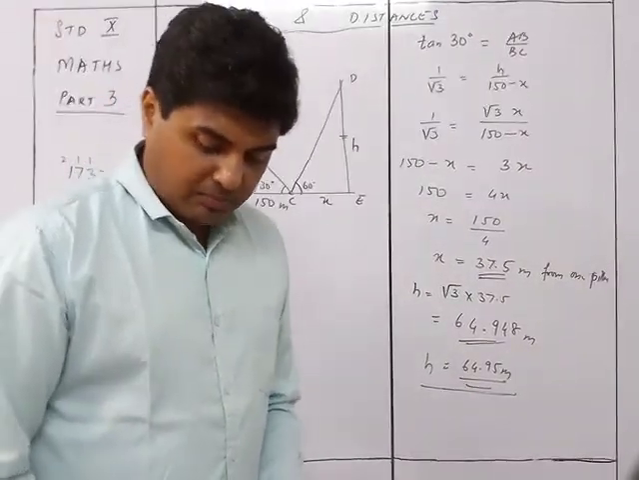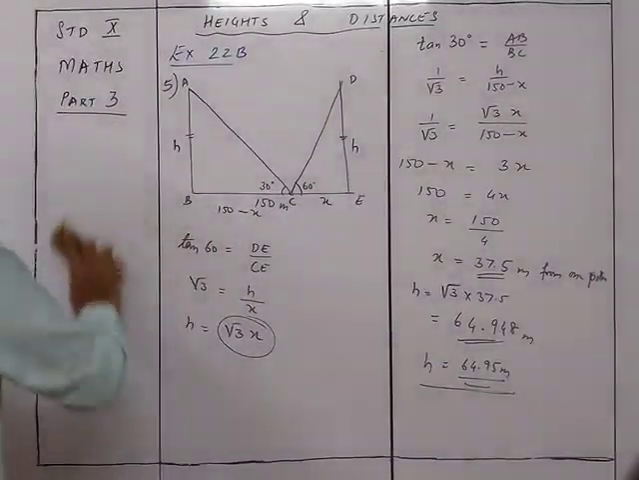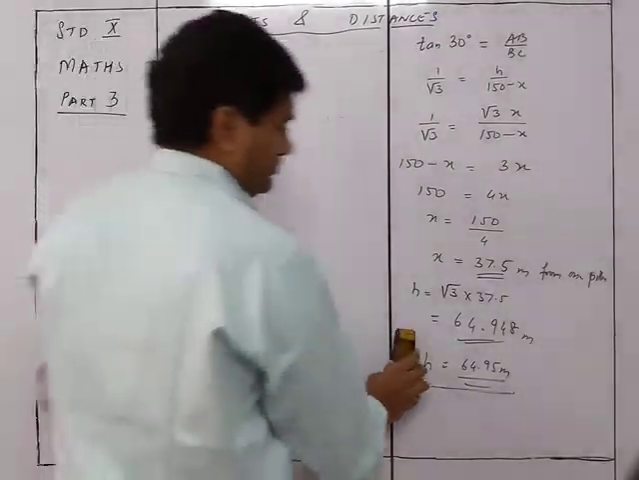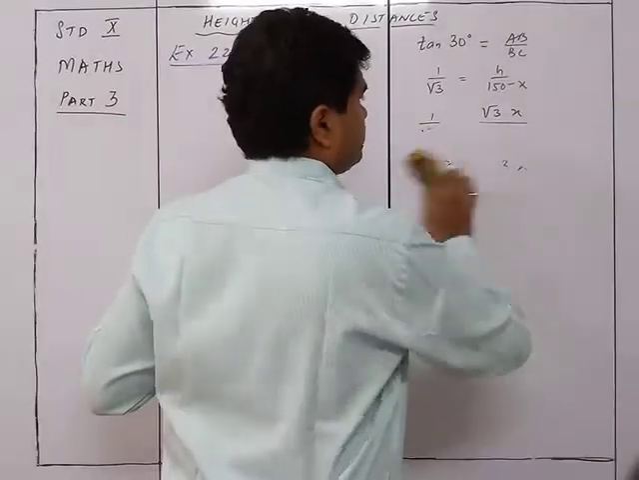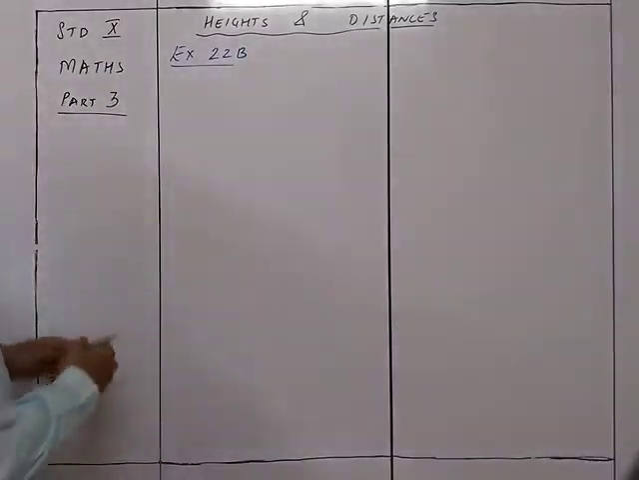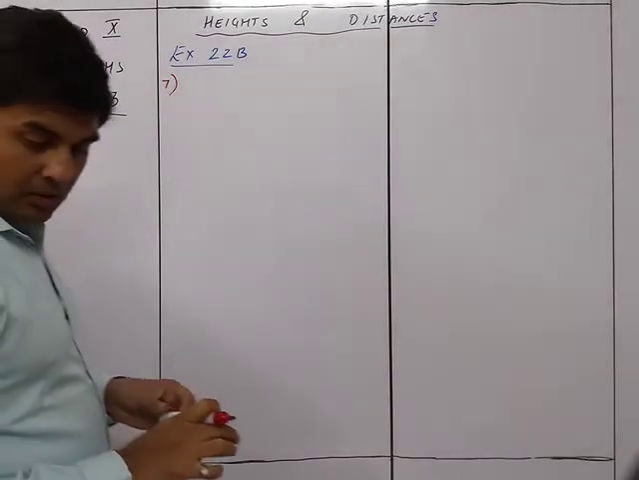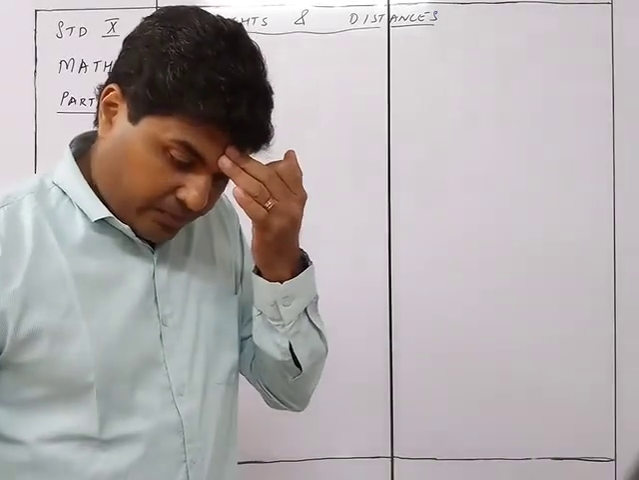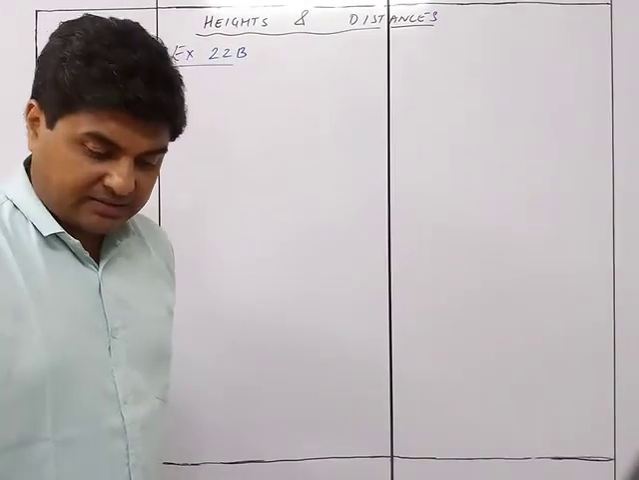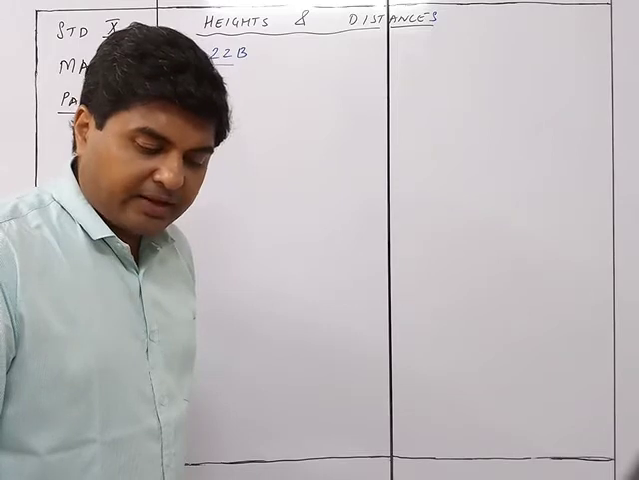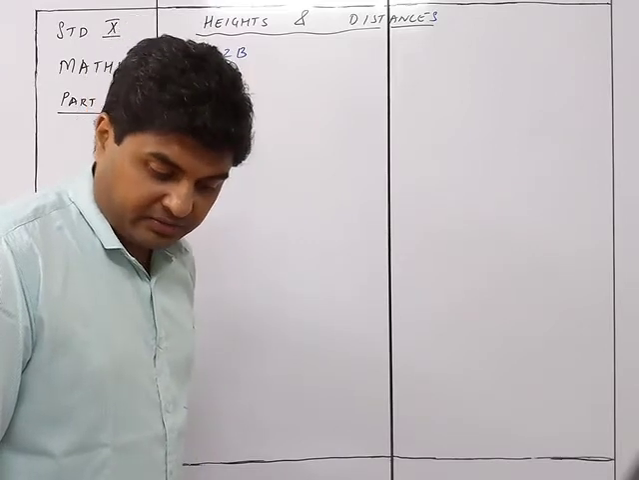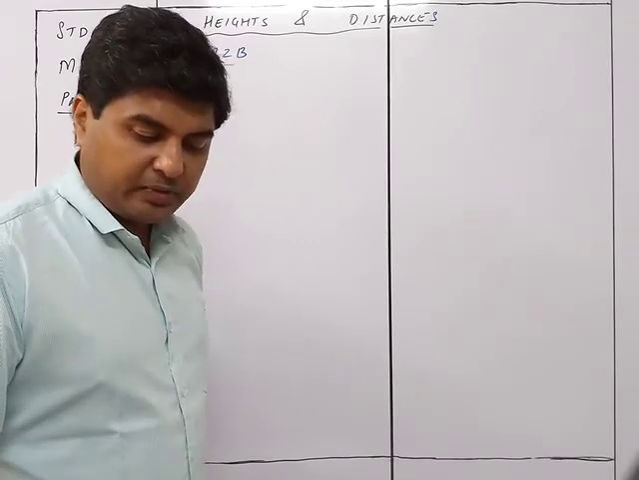We now move on to sum number 7. The angle of elevation of the top of a tower is observed to be 60 degrees. At a point 30 meters vertically above the first point of observation, the angle of elevation is found to be 45 degrees. Find the height of the tower and the horizontal distance between the points of observation.